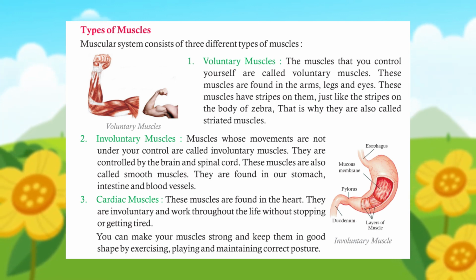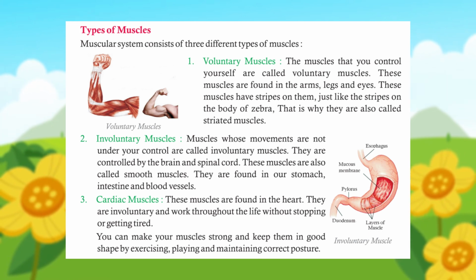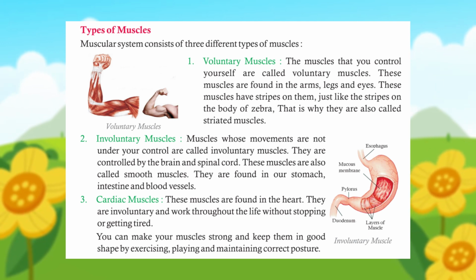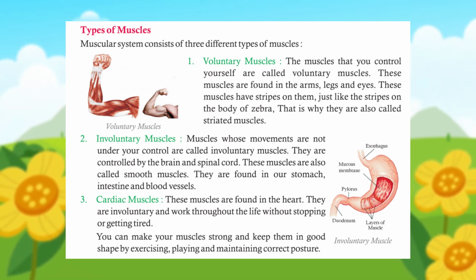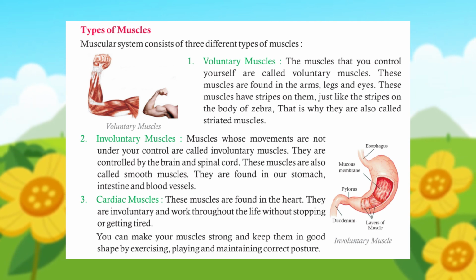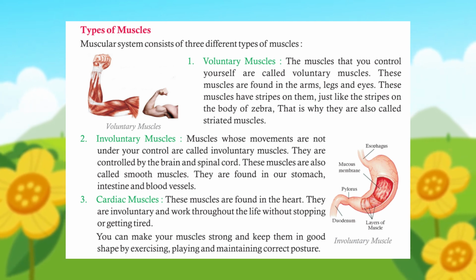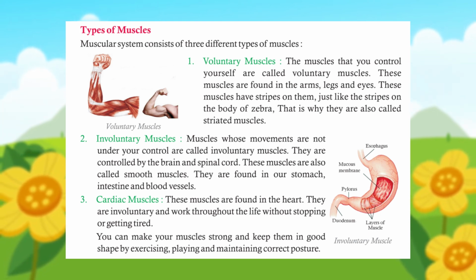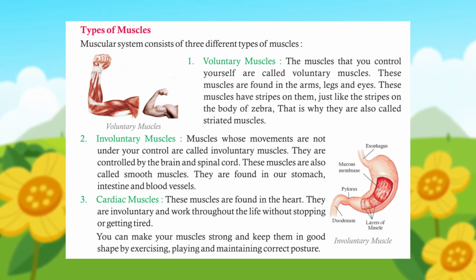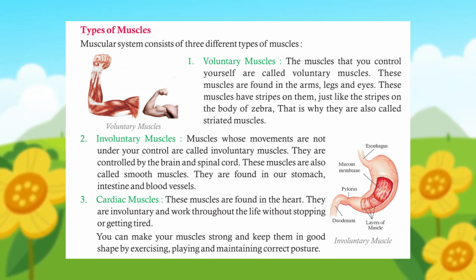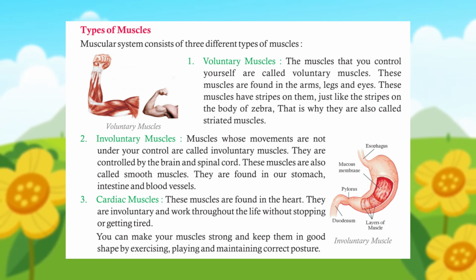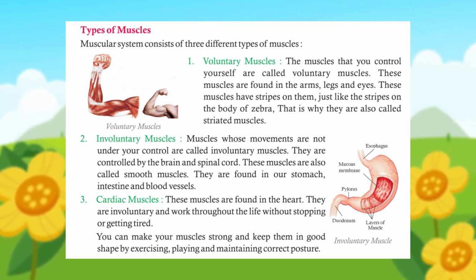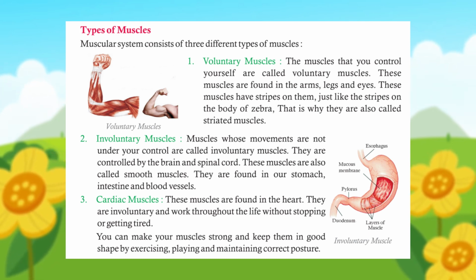2. Involuntary muscles. Muscles whose movements are not under your control are called involuntary muscles. They are controlled by the brain and spinal cord. These muscles are also called smooth muscles. They are found in our stomach, intestine, and blood vessels. 3. Cardiac muscles. These muscles are found in the heart. They are involuntary and work throughout life without stopping or getting tired. You can make your muscles strong and keep them in good shape by exercising, playing, and maintaining correct posture.